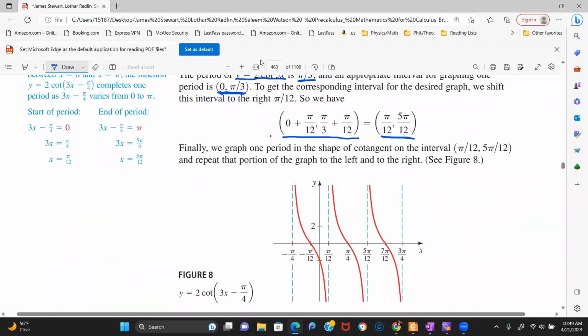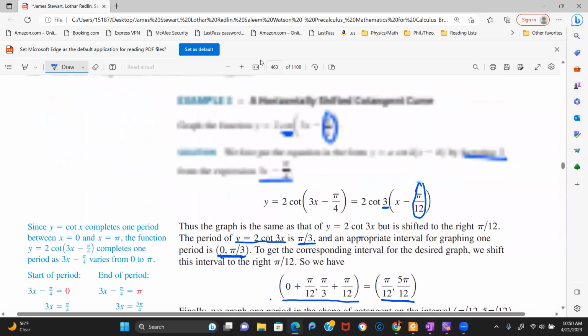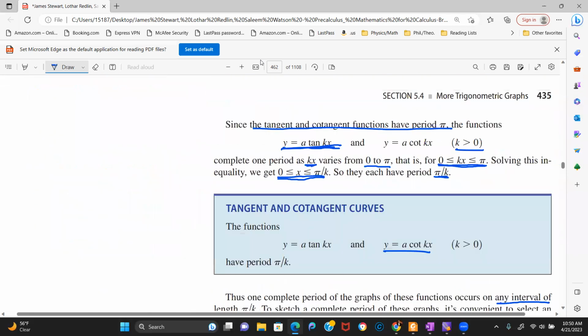So just in summary, we can get one period of the graph of the cotangent on this interval right here, and then it's going to repeat. So let's find our interval. Pi over 12 is right here, and then 5 pi over 12 is right here. So we're going to plot it over that. And now since we shifted, let's look at the graph of this cotangent right here.